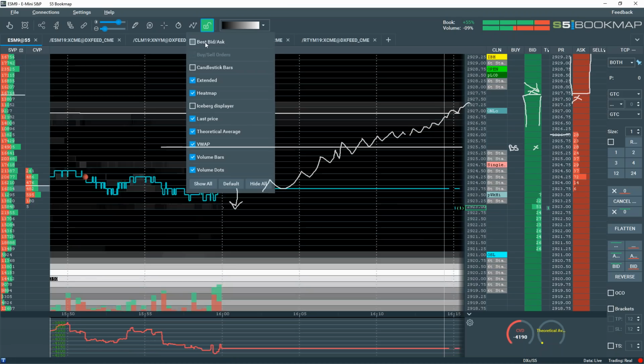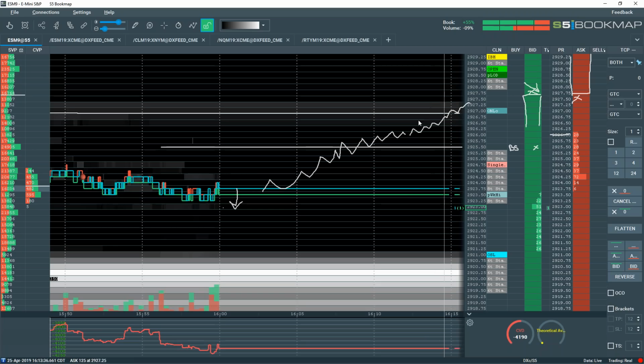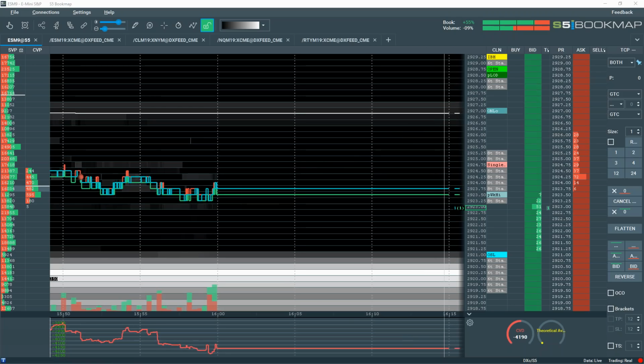So I can turn on bid-ask. Okay. So the bid-ask is a green and a red line. As long as the execution line stays flat and the bid-ask keep moving, if that execution line doesn't move because there wasn't a print, you are not going to get filled. You got me? This is a risk.